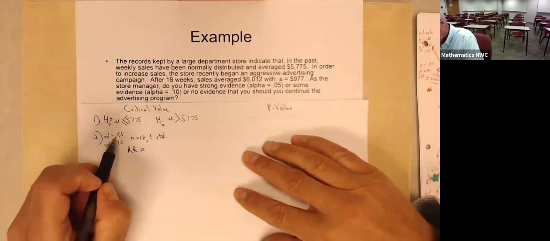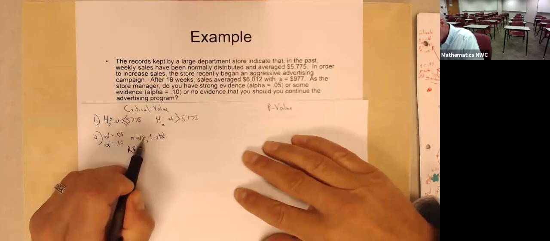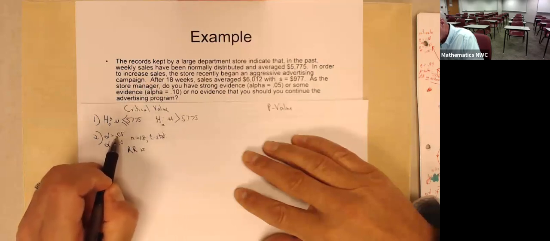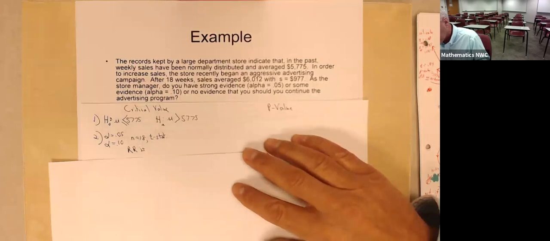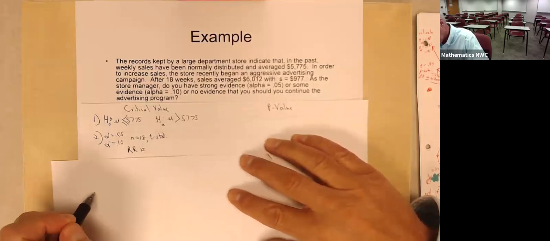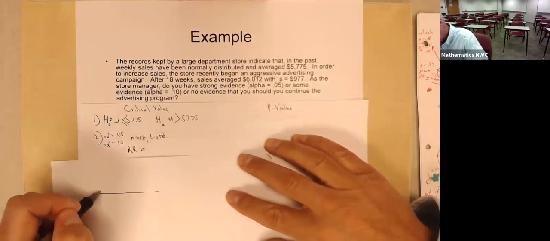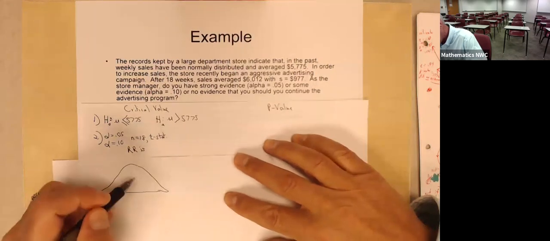One of them will be for 5%. It'll be on row 17, 18 minus 1. Degrees of freedom will be 17. One will be 5%. One will be 10%. But now notice, this again is crucial here. Easy place to make an error.